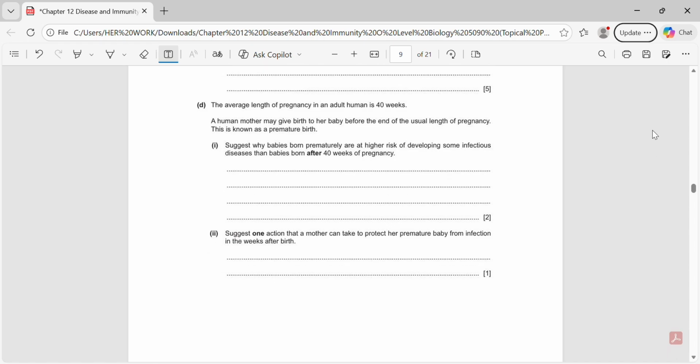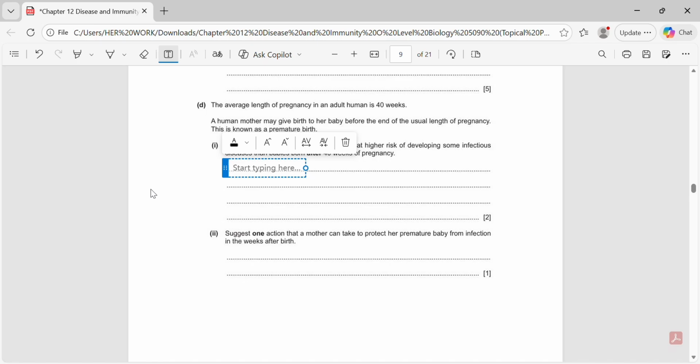Next, we move on to part D, which states, the average length of pregnancy in an adult human is 40 weeks. A human mother may give birth to her baby before the end of the usual length of pregnancy. This is known as a premature birth. The question then asks us to suggest why babies born prematurely are at higher risk of developing some infectious diseases than babies born after 40 weeks of pregnancy.